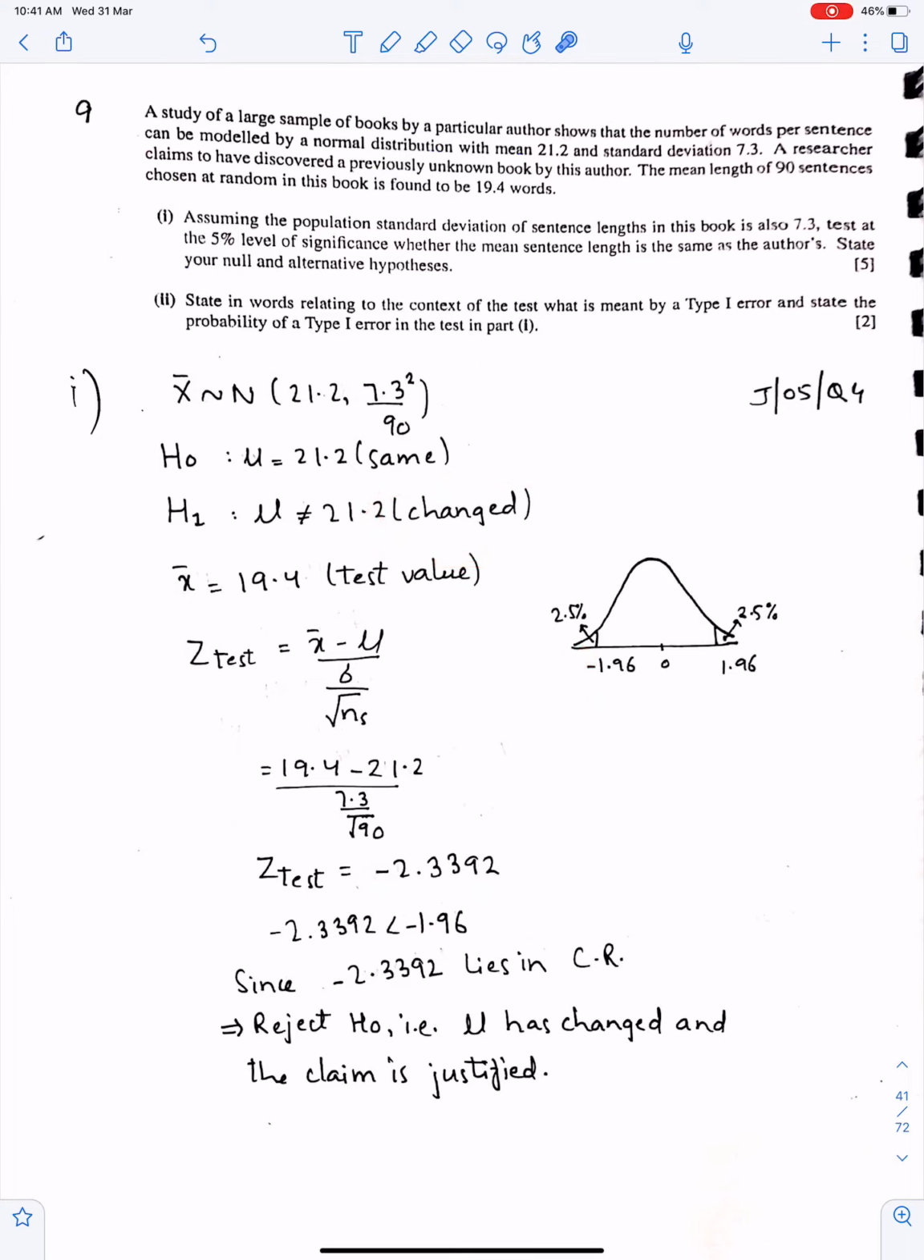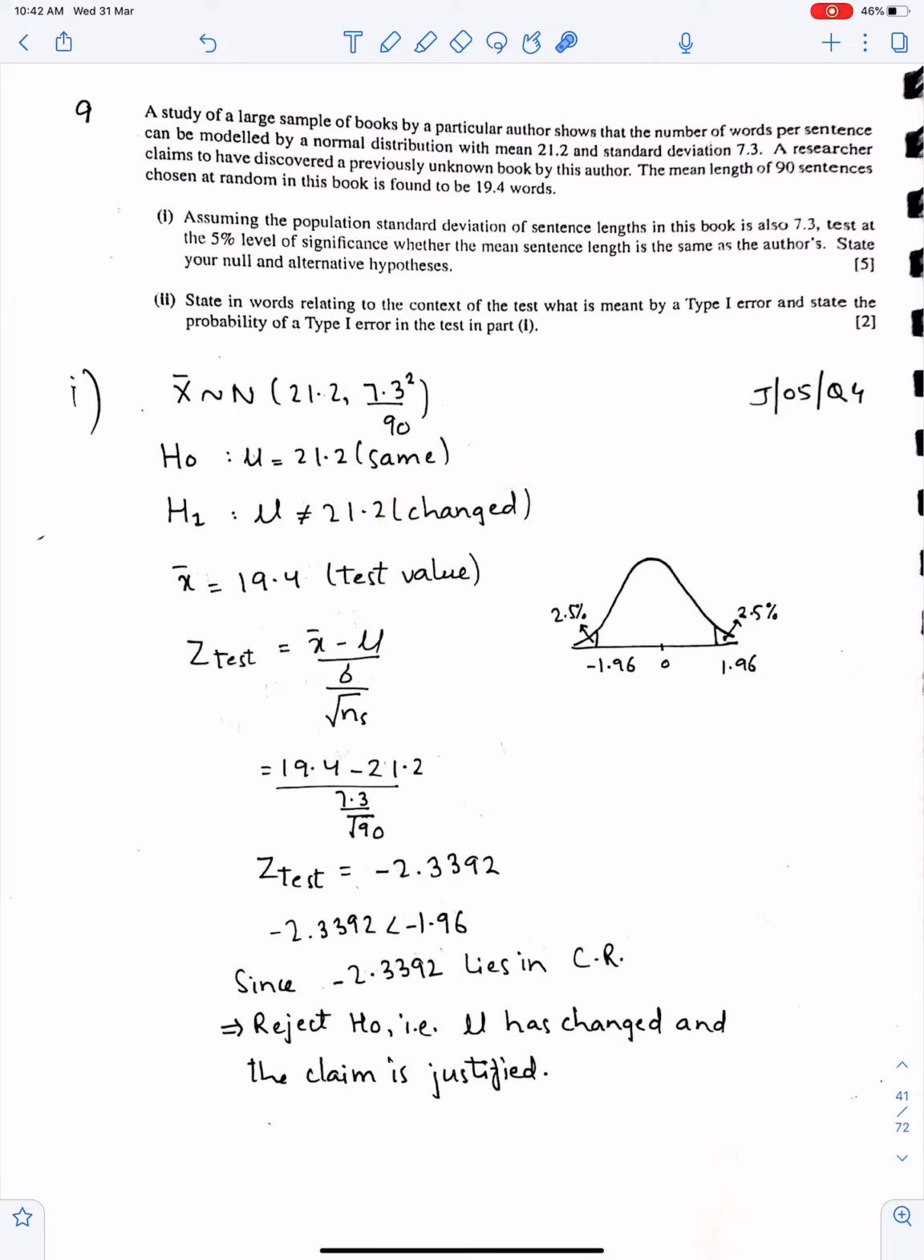State in words, relating to the context of the test, what is meant by a type 1 error, and state the probability of a type 1 error. This is so simple. Basically, a type 1 error occurs when you reject a true H naught. A true H naught is rejected. So when we reject H naught, since we rejected H naught here, you have to conclude this thing: concluding that mu has changed when it has not.